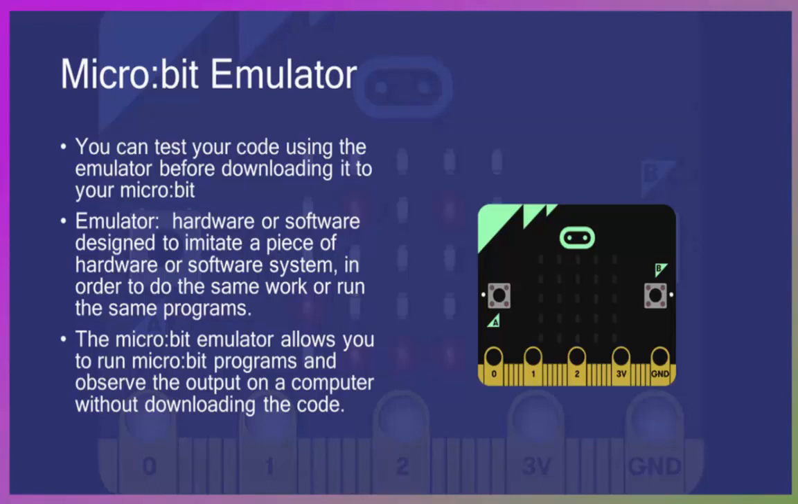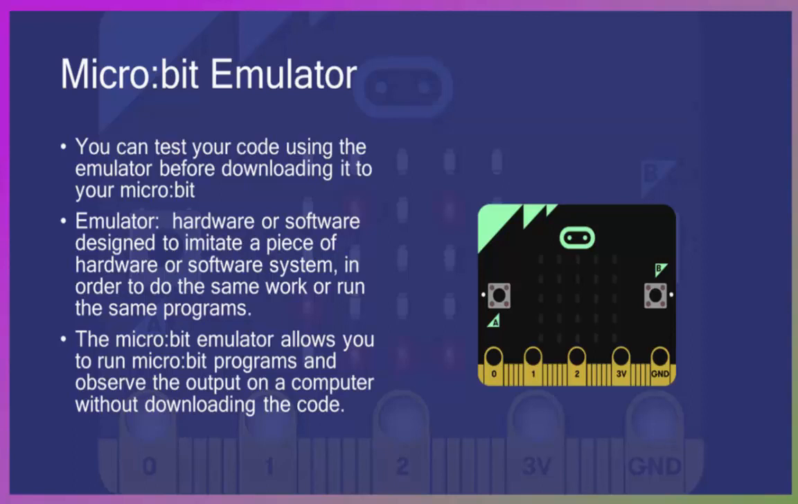We also have the microbit emulator. If we don't have microbits available to use, we can use the microbit emulator. You can test your code using an emulator before downloading it to your microbit. An emulator is hardware or software designed to imitate a piece of hardware or software in order to do the same work or run the same programs. The microbit emulator allows you to run your microbit programs and observe the output on a computer without downloading the code. So in the case where we may not have a microbit, we could always use the microbit emulator on the MakeCode website.